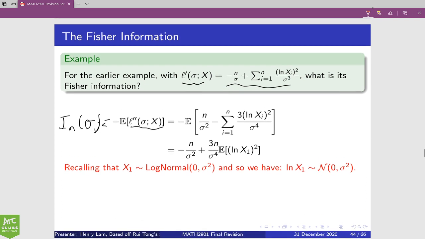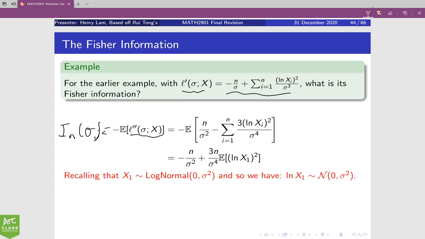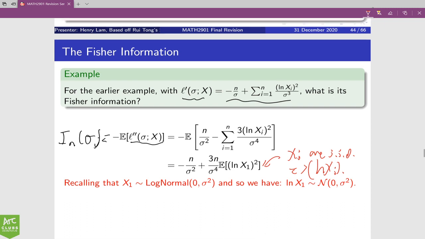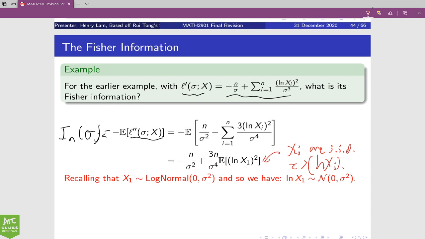Very easy to find. And in here, you can see that this is a constant, so I can just bring it out. And the sum, since expectation is linear, you can bring it out as well. Here I implicitly use the fact that the Xi are iid, so that implies so are the ln Xi's. Right, and so they have the same expectations, so that's why it's n times.